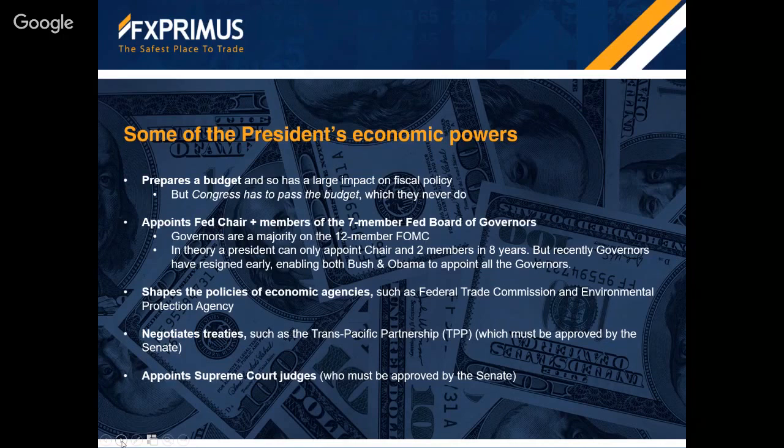And finally, the president appoints the Supreme Court judges, because it could be that in the next 8 years, 4 of the 9 Supreme Court judges retire. And so that will shape American policy for decades to come.